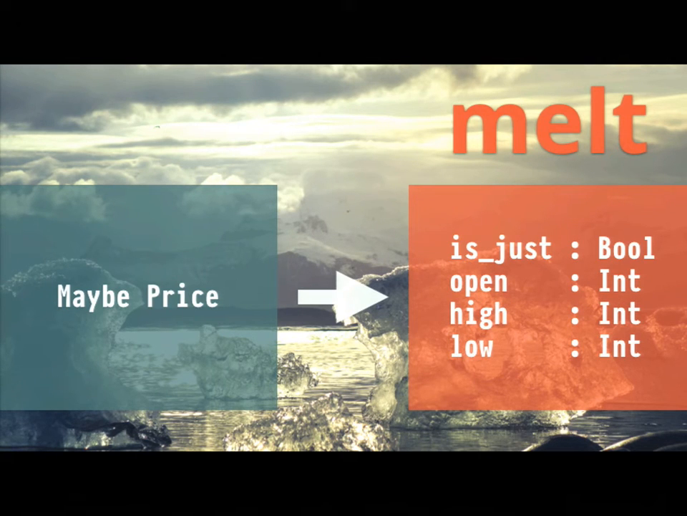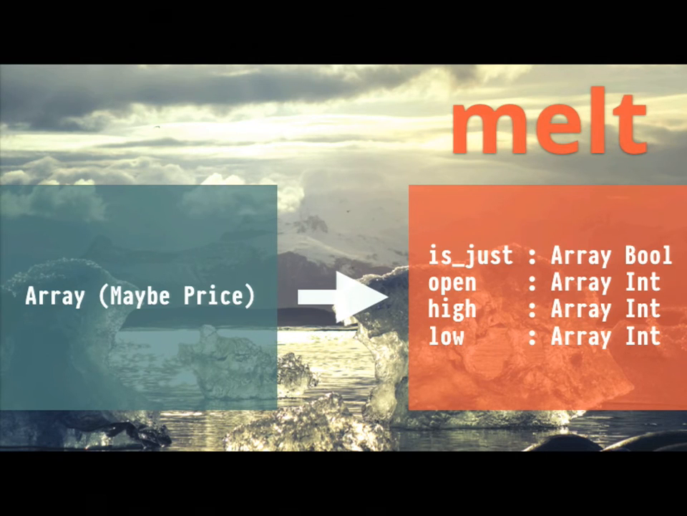Maybe price gets melted down into 4 variables with a tag to say whether it's just or nothing. And then this is where it gets a bit more interesting. If you have an array of maybe price, that gets melted down into 4 arrays. So now all of the data is packed nicely in memory, and you get good memory locality, which was perhaps unexpected.